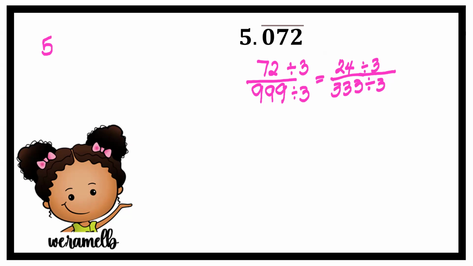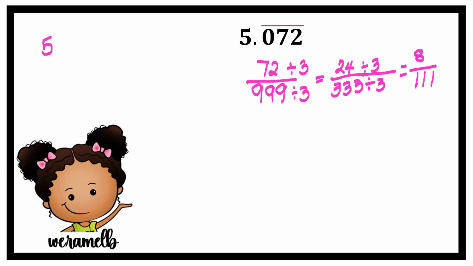Whatever you do to the numerator, you have to do to the denominator, so that you will not change the fraction. So 24 divided by 3 is equal to 8, and 333 divided by 3 is equal to 111. Is there any GCF between 8 and 111? Nothing. So we are done.